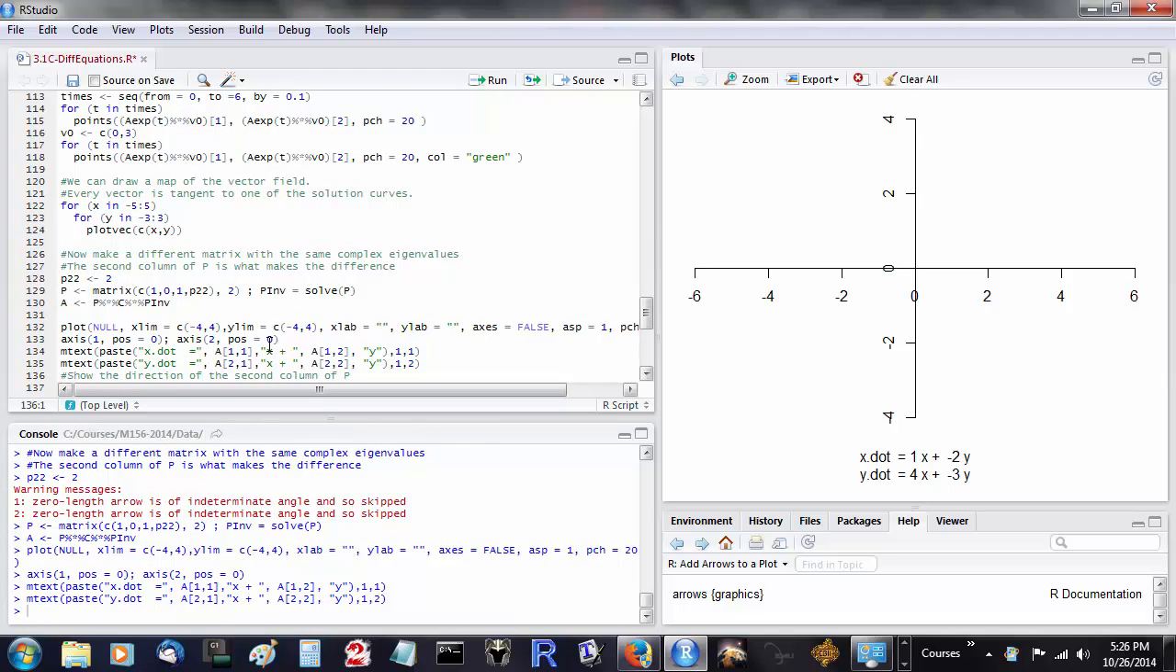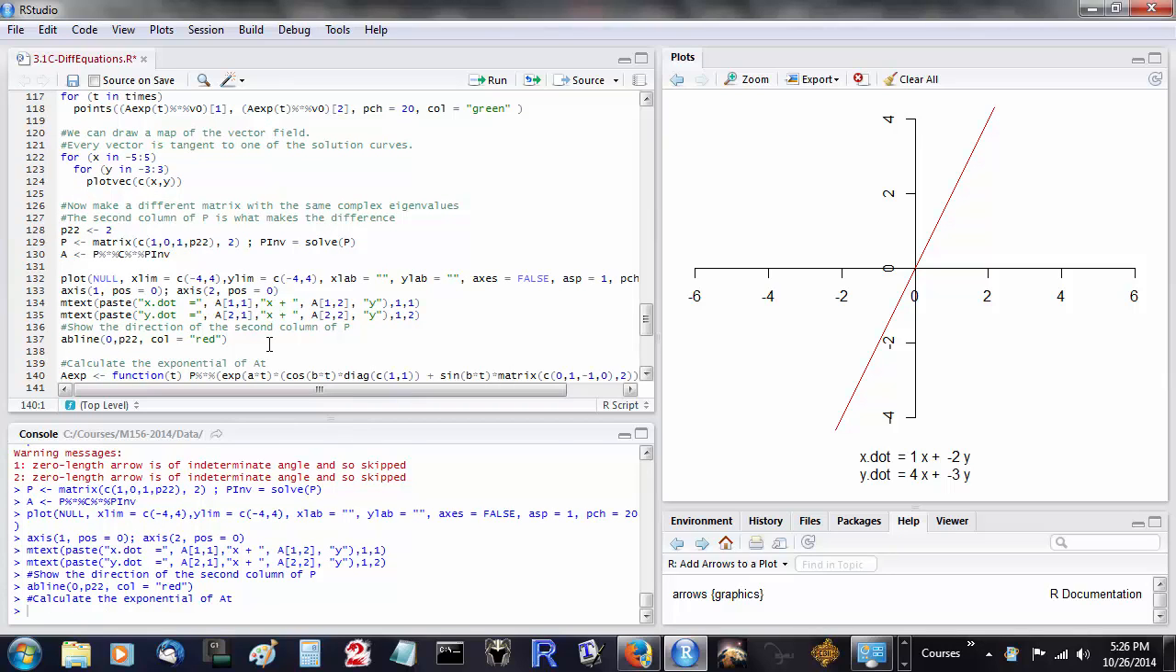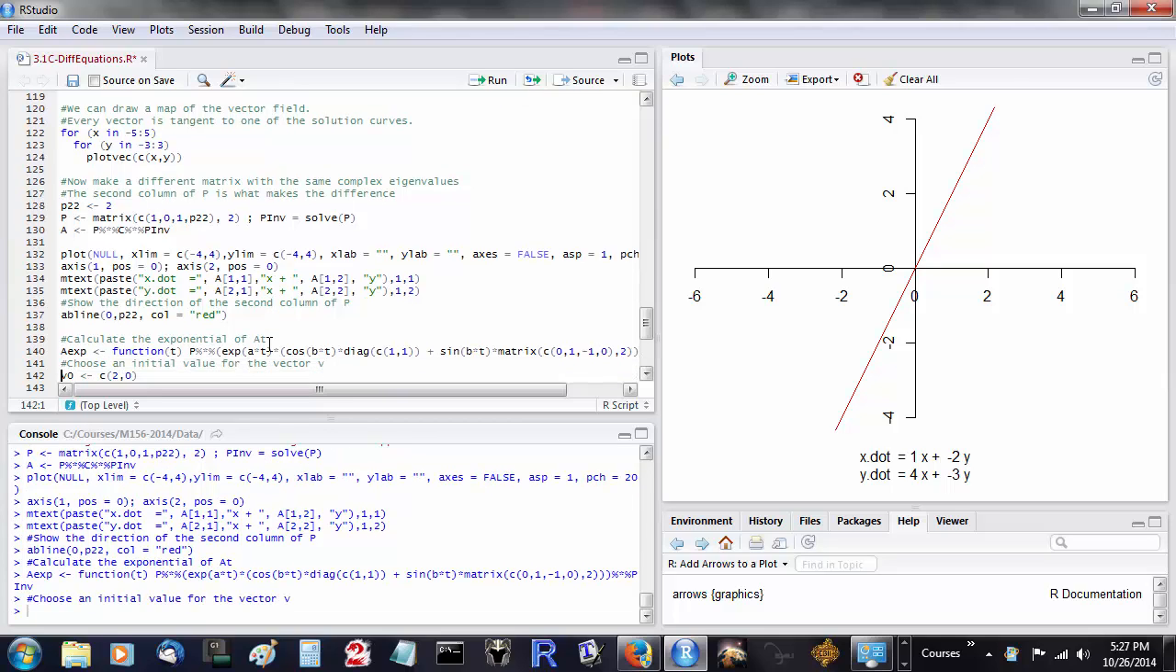So here's a new differential equation, but the matrix A has the same complex eigenvalues, so we should expect the behavior of the solution to be fairly similar. There's a line on which the second column of the matrix P lies. That may turn out to have some geometrical significance when we do the plot. And now let's use this crazy exponentiation formula again to calculate the exponential of At. I just exponentiate the conformal matrix, multiplying on the left by P and on the right by P inverse.